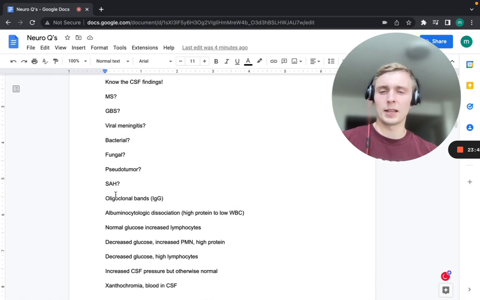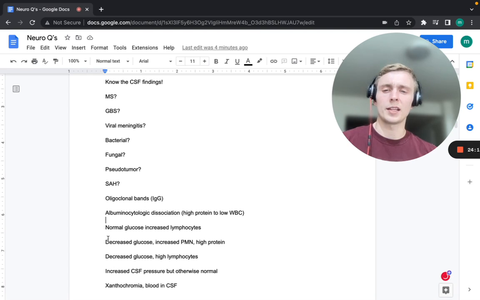So first one, MS, we're going to see oligoclonal bands of IgG. So for MS, it's important to know oligoclonal bands, IgG. For Guillain-Barré syndrome, we're going to see that albuminocytologic dissociation. So it's basically elevated protein, but low or normal white blood cells. So the only abnormality in GBS on LP is going to be that high protein.